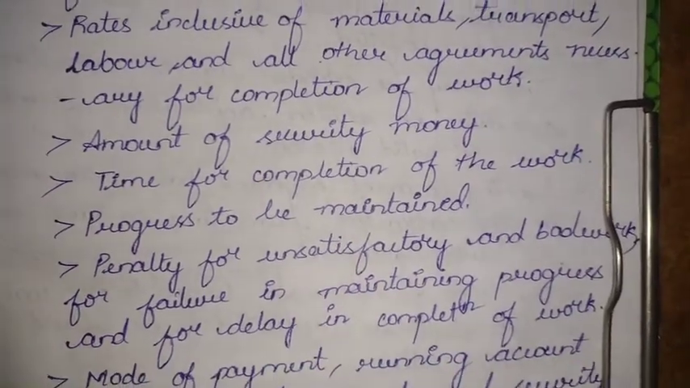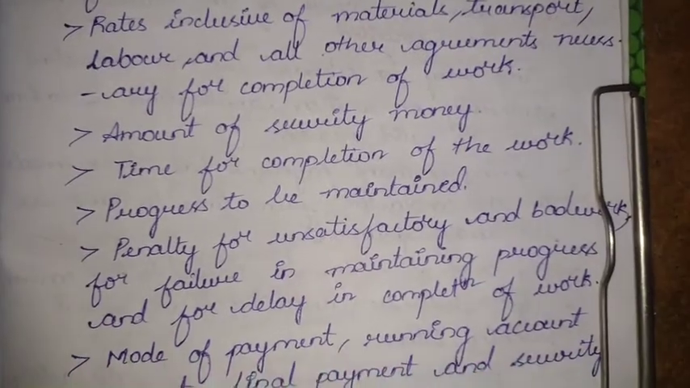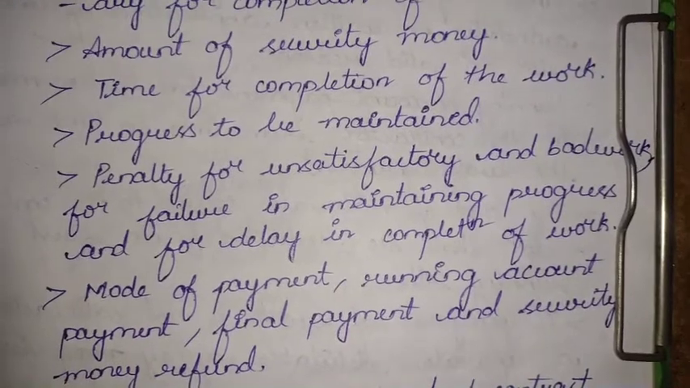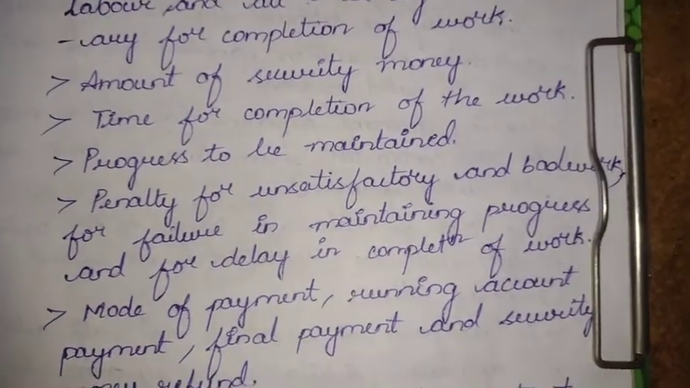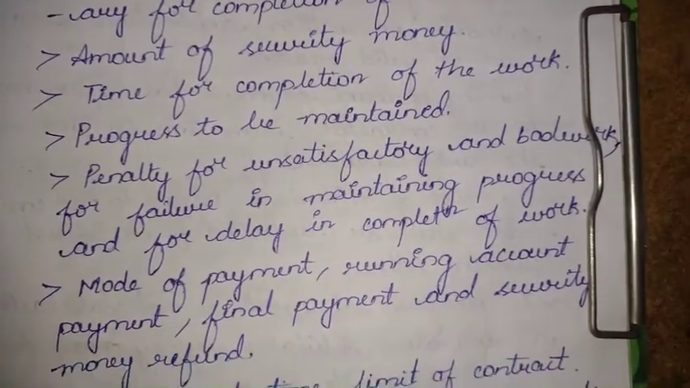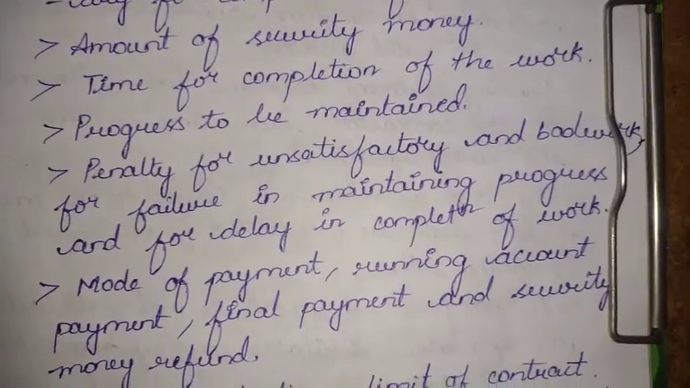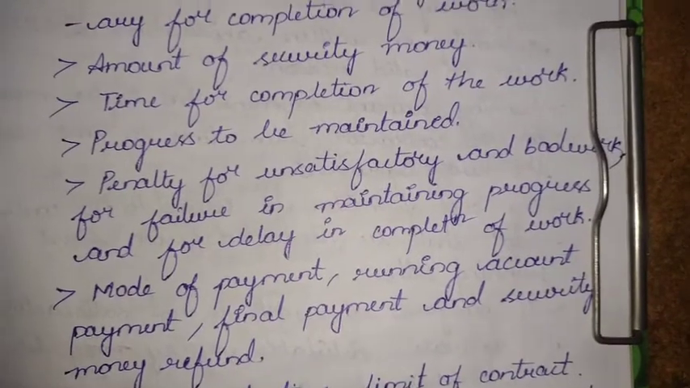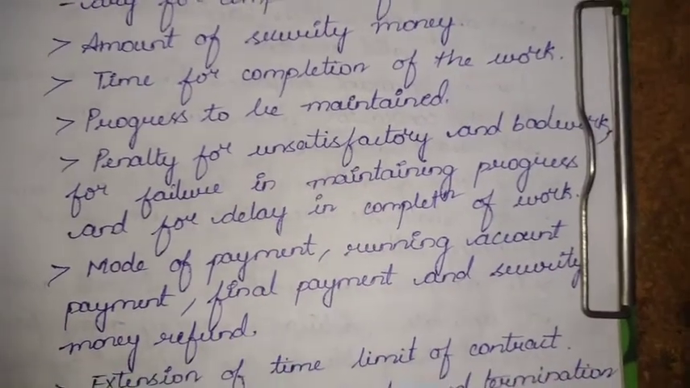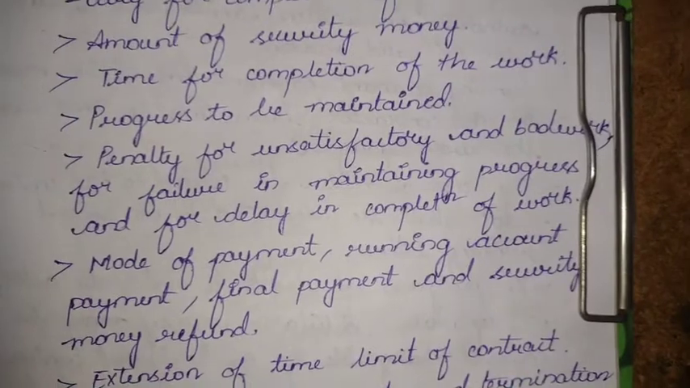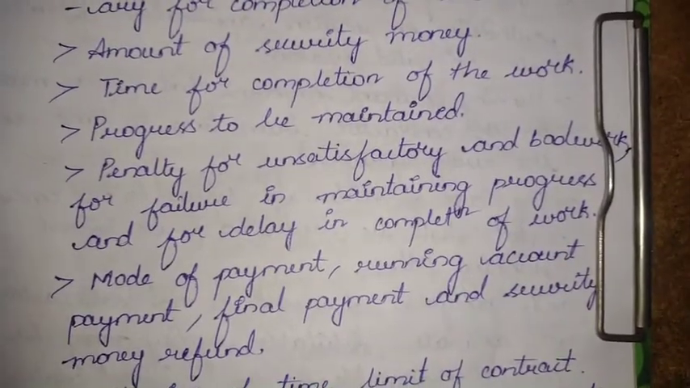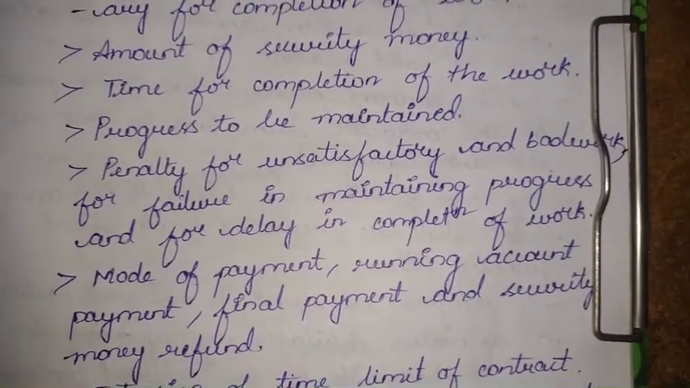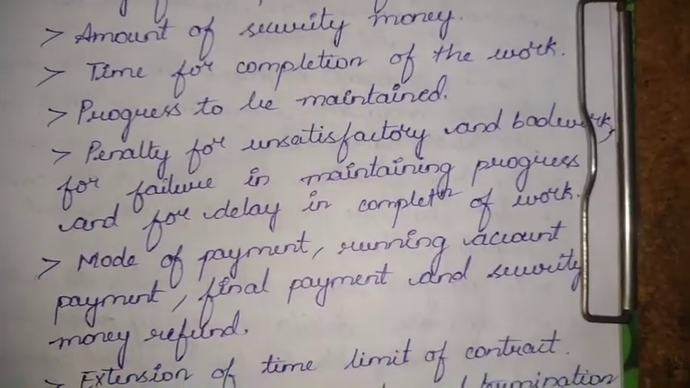Amount of security money that has to be paid for this tender. Time for completion of work. The time that the accepted party requires to complete the work that has been accepted. Progress to be maintained. That is, how the work is completed at successive levels at different stages. Penalty for unsatisfactory and bad work, for failure in maintaining progress and for delay in completion of work.